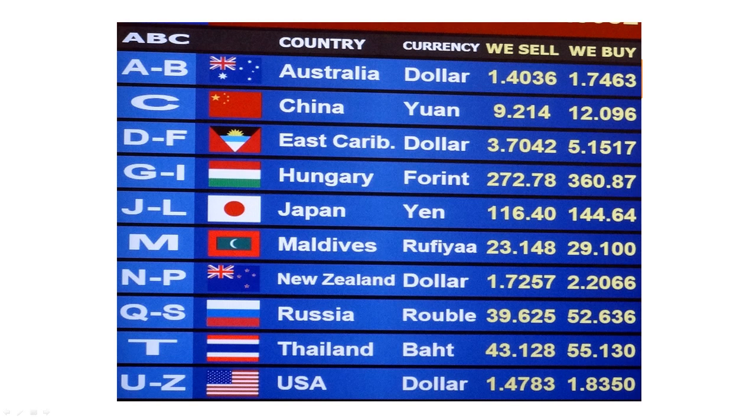And these booths will always have two different prices, a we sell price and a we buy price. And depending on the transaction you're trying to make, you will be quoted at one of the two prices. So if you're exchanging your home currency for the domestic currency of the country you're traveling to, you'll be quoted at one of these two prices. And when you come back and you have all this excess currency of that other country and you want to exchange it back into your home currency, you will be quoted at the other price.